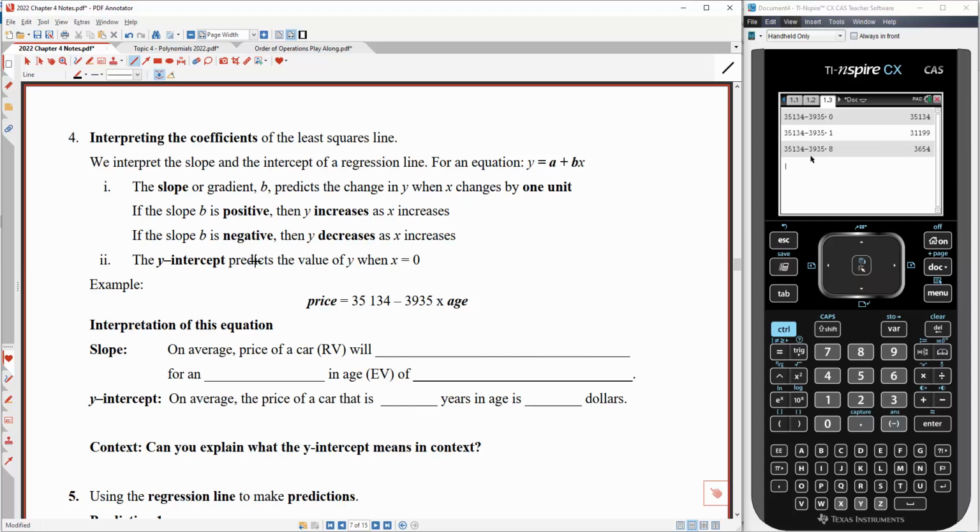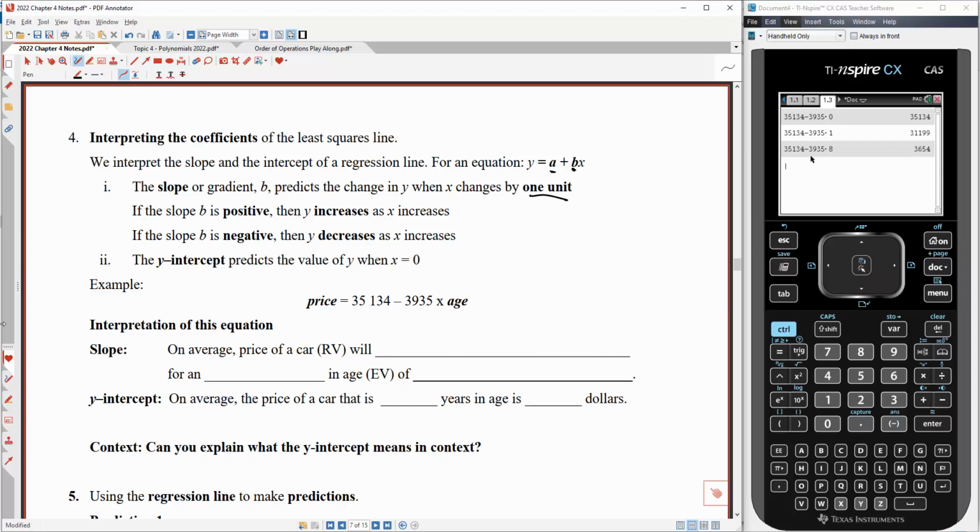For the equation, the slope or gradient b predicts the change in y when x changes by 1 unit. I'll explain what that means in a sec. So that's how we interpret b. If it's positive, then y increases as x increases. If it's negative, then it decreases as x increases. And the y-intercept predicts the value of y when x is equal to 0. That's what a is.